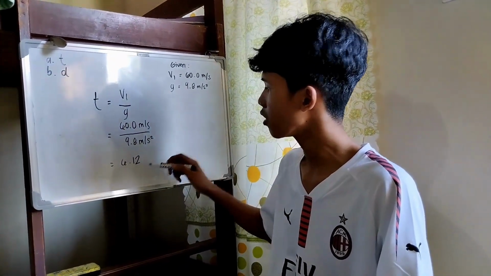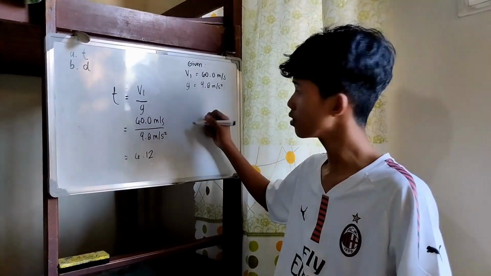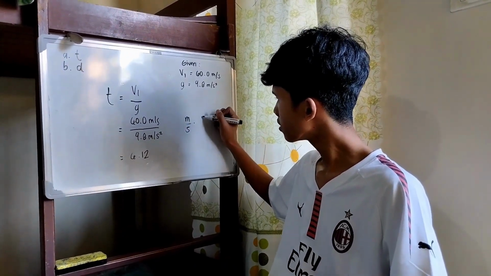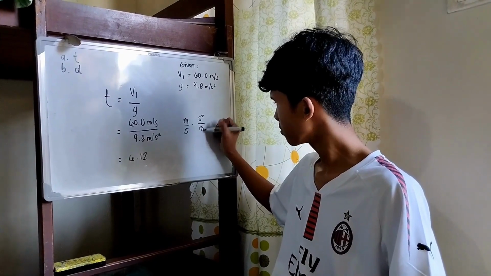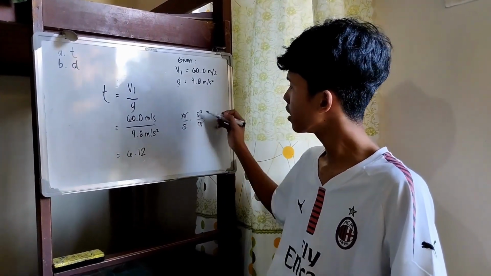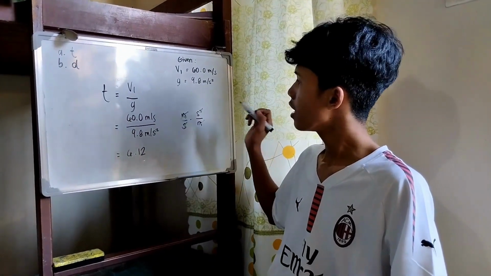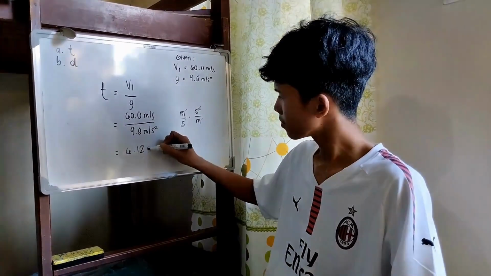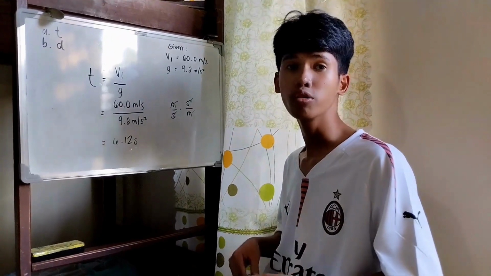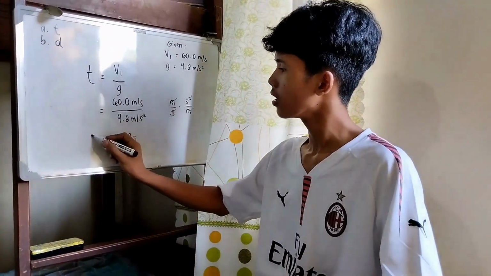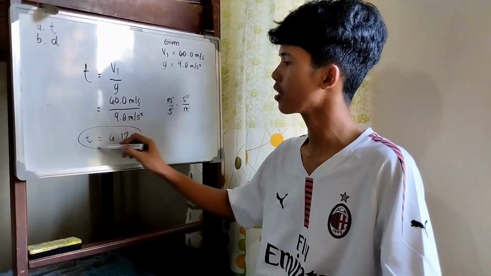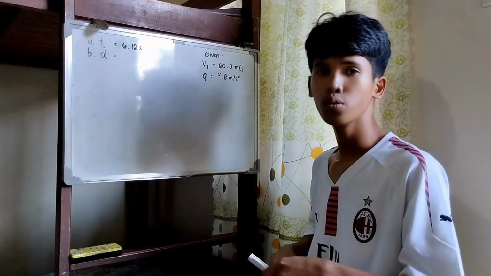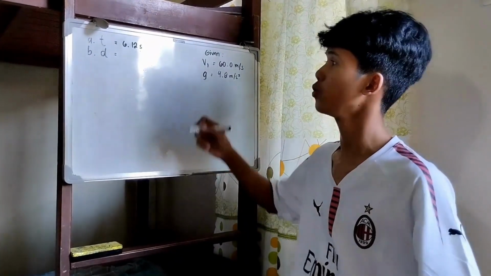6.12. Now for our unit, we use the cancellation of units, which is meters over second, then seconds squared over meter. Cancel the meters, cancel the seconds, and the remaining unit will be our unit for time. Therefore, the time for our ball to reach its maximum height is 6.12 seconds.